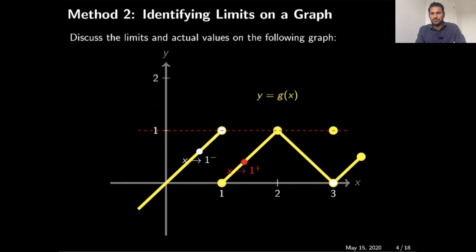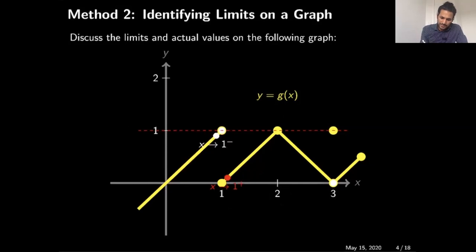In our second method, we will calculate the limit of the function using the graph of the function. For example, here we have the graph of the function y equals g of x, and we would like to know the limit of the function at 1, 2, and 3. As I can see, on the left side of 1, when x is approaching 1, my function values are approaching 1 also. The graph of this function is heading towards 1.